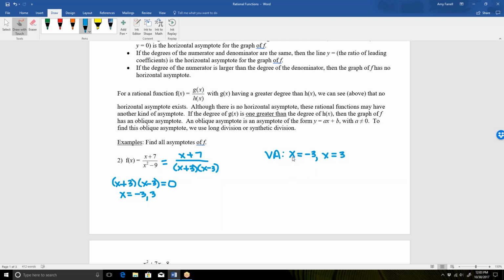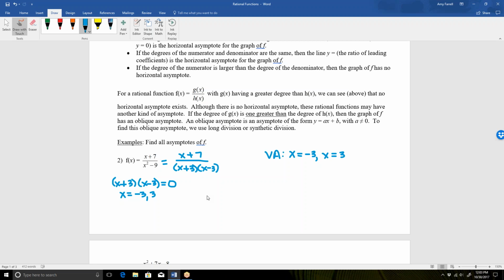So two vertical asymptotes. It is important that you include the x. Don't just say -3 and 3. These are equations of vertical lines, and vertical lines are of the form x equals some number. So we do need the x in there.